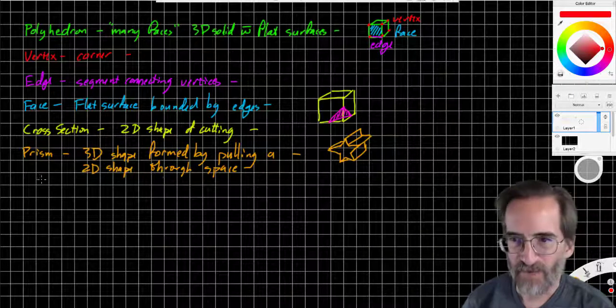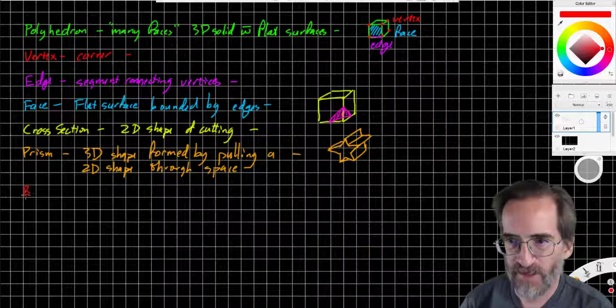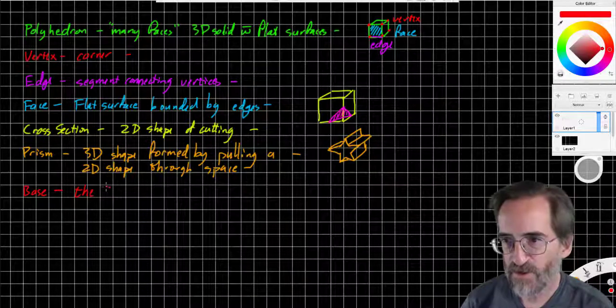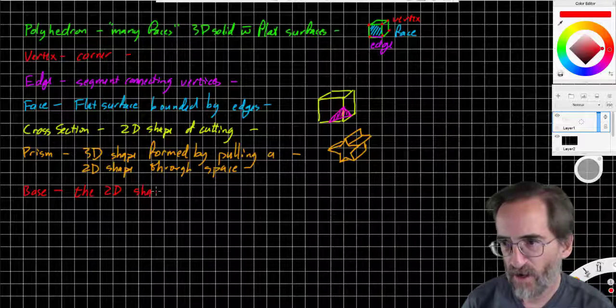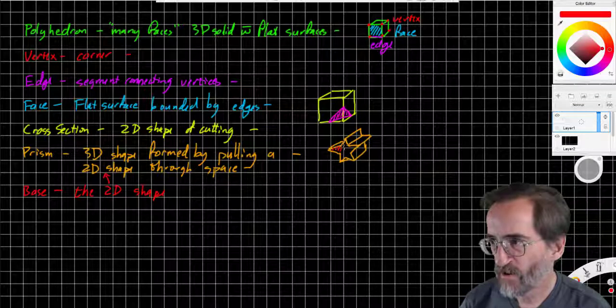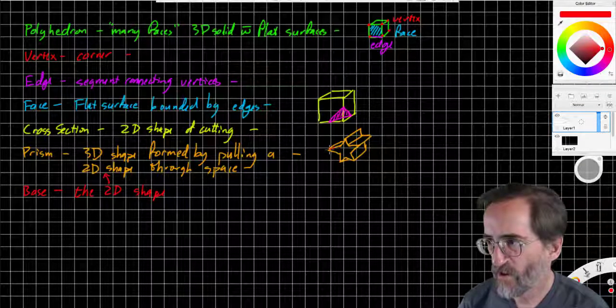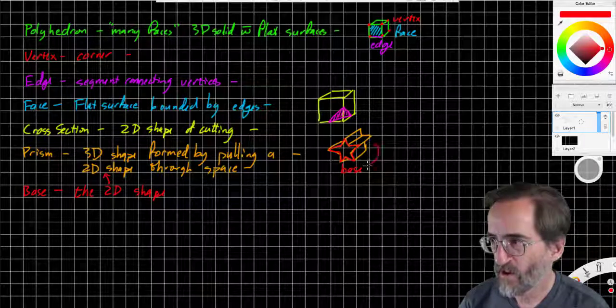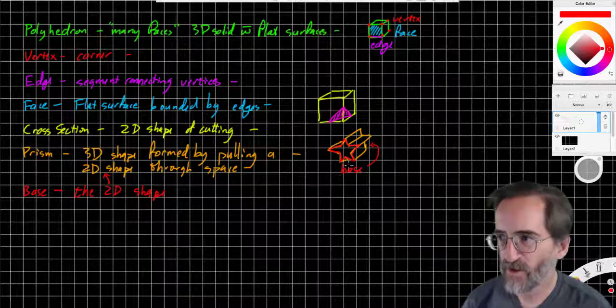Okay, base. Now, base is a word that applies to all kinds of contexts, we're talking about the base in context of a prism. It is the 2D shape up here. So this star is the base. And you'll note that it has two bases. There is a base on the back too, and the base on the front.